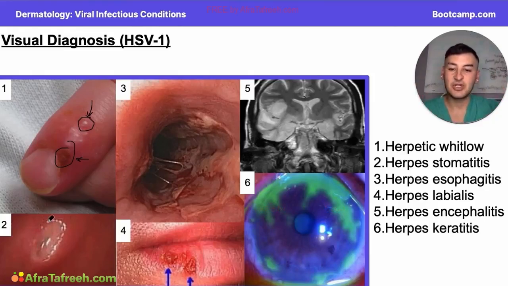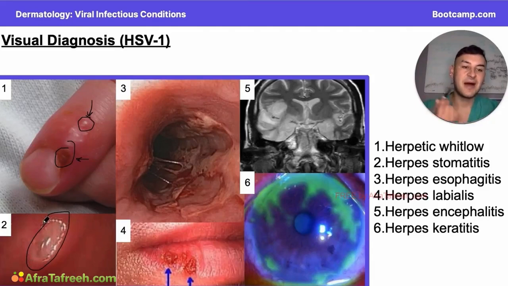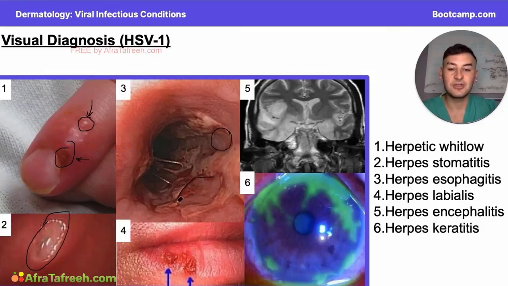This picture in 2 is going to be herpes stomatitis, okay? So this is going to be a herpetic lesion of like the palate. So it's going to be inside the mouth, all right? And then picture number 3 is herpes esophagitis. So an important finding in herpes esophagitis to differentiate from other forms of esophagitis. In herpes esophagitis, the lesions will be described as punched out lesions. So I'm going to highlight them here. These are the punched out lesions described in herpes esophagitis.